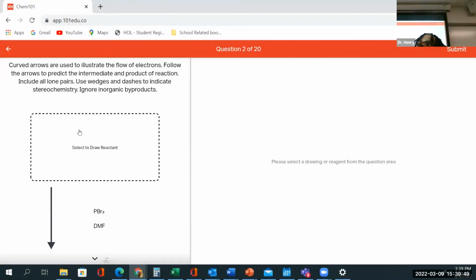Okay, it says curved arrows are used to illustrate the flow of electrons. Follow the arrows to predict the intermediate and the product of the reaction. Include all lone pairs. Use wedge and dash symbols to indicate the stereochemistry. Ignore inorganic byproducts.